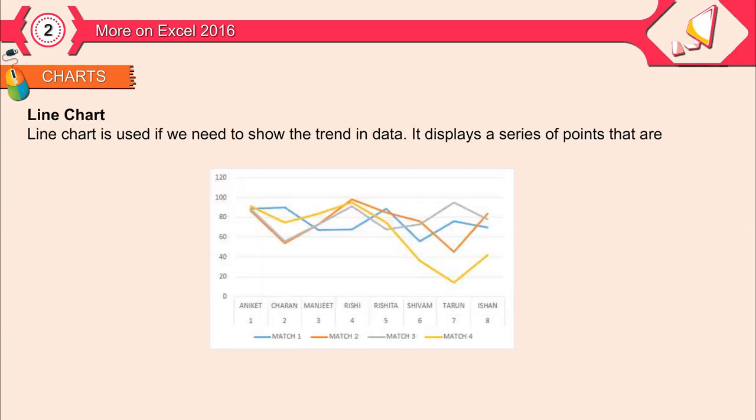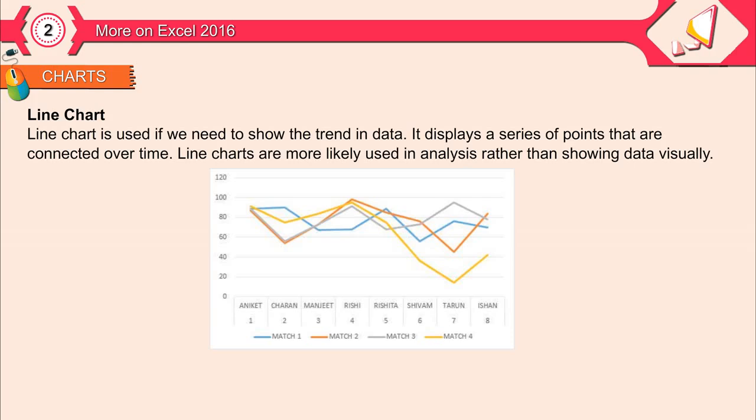Line chart. Line chart is used if we need to show the trend in data. It displays a series of points that are connected over time. Line charts are more likely used in analysis rather than showing data visually.